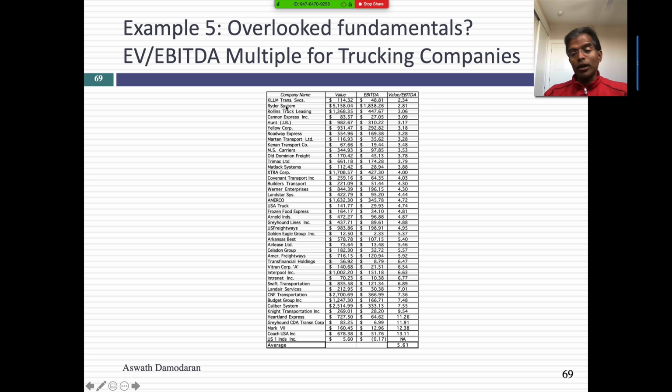I'm going to put a buy on Ryder Systems. You ever heard of Ryder Systems? Ryder trucks are moving trucks. You can rent them. It's been around. It's one of the larger companies in the sector, right? 2.8 times EBITDA. It looks cheap.